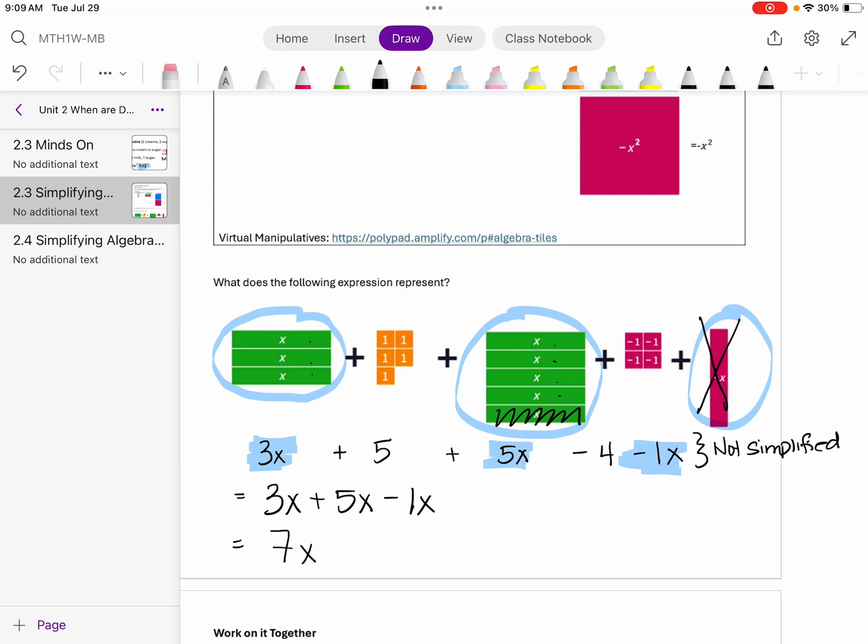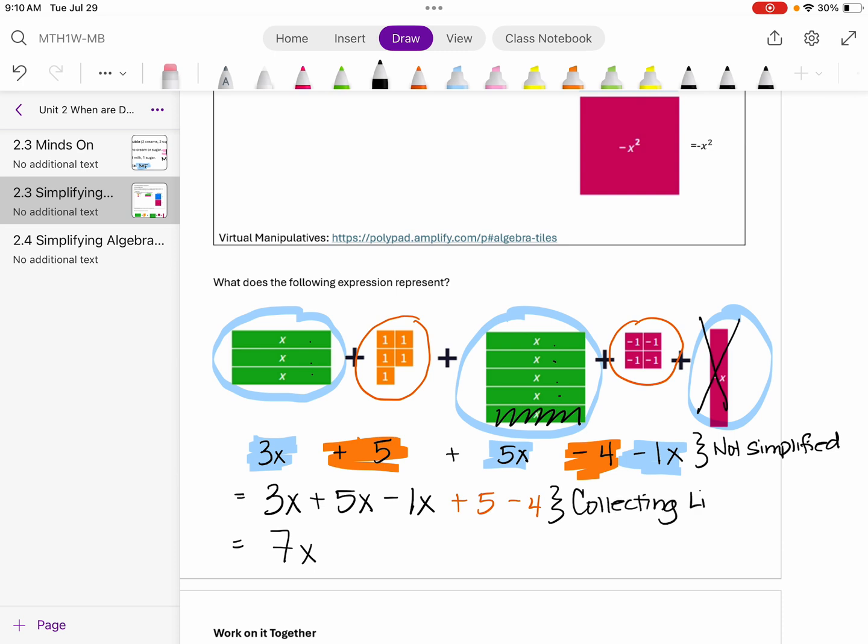And then I have to look and put together my other like terms. So when I look here, these are the same thing. So that's this 5 and the negative 4. So I'm going to write those down. Plus 5 minus 4. This step here is called collecting like terms. So what you're doing here is you're putting those like terms together.